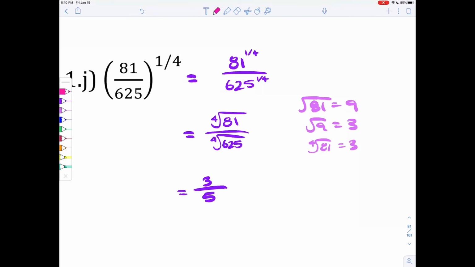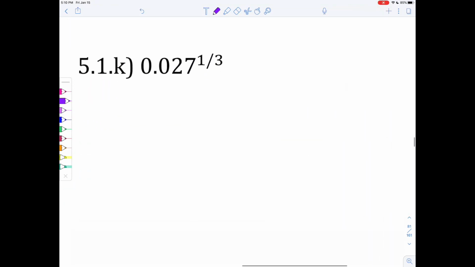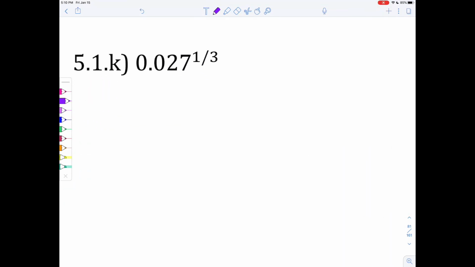This one is dun dun dun dun. Zoom. Oh my goodness. This one looks scary. Decimals? You know what? No, I don't want it as a decimal. I'm going to write this as a fraction because I think that might help me figure out what's going on here. So 0.027 is 27 over 1,000. So 27 over 1,000 to the power of 1/3.